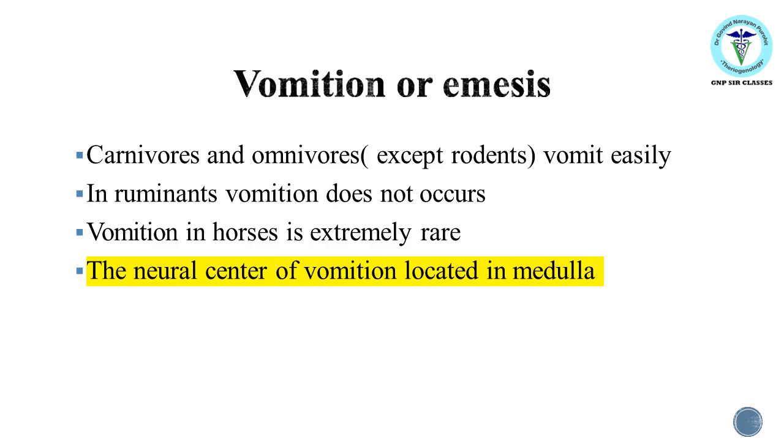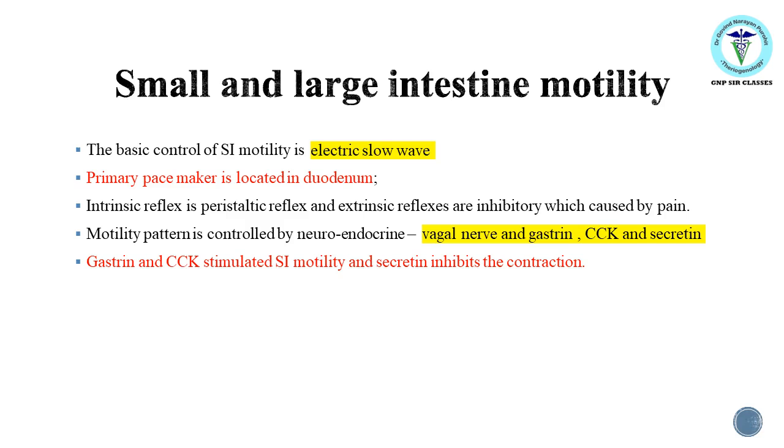Carnivores and omnivores, except rodents, vomit easily, while ruminants rarely do. The neural center for vomition is located in the medulla. The motility of the small and large intestines is controlled by electric slow waves and neuroendocrine mechanisms. Key hormones like gastrin and CCK stimulate intestinal motility, while secretin inhibits it.